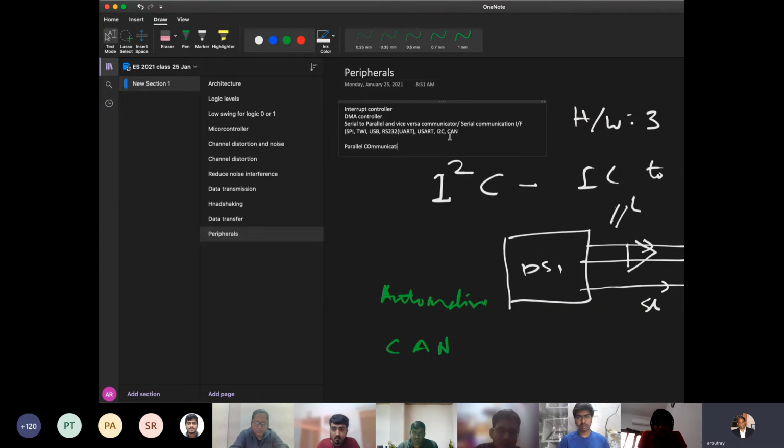Parallel communication is ports. Then bus. These are ports. Ports means what? Airport.